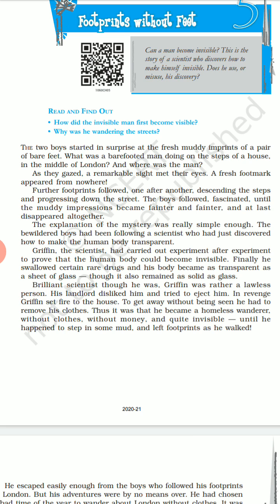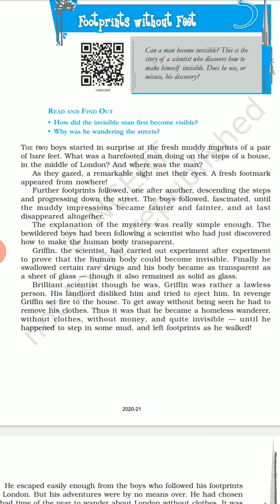Because he was staying in a rented house, and his landlord disliked him and tried to eject him. Eject means he tried to throw him out of the house, which means the landlord doesn't want this scientist to stay in his house. So he got so angry. Once he discovered that his experiment was successful, he wanted to take revenge. So in revenge, Griffin set fire to the house. See, he is a lawless person. This is the reason why it is written lawless person. He doesn't follow any law.